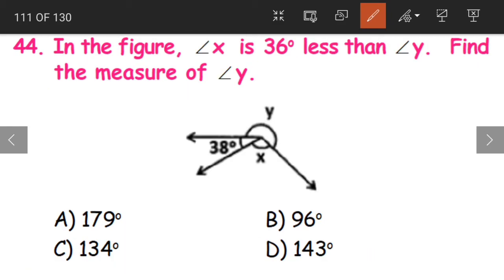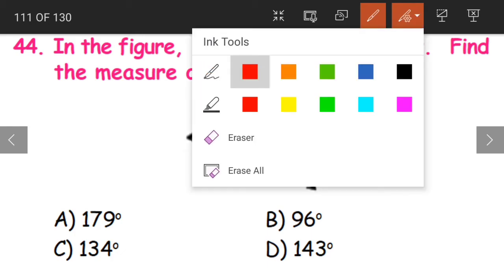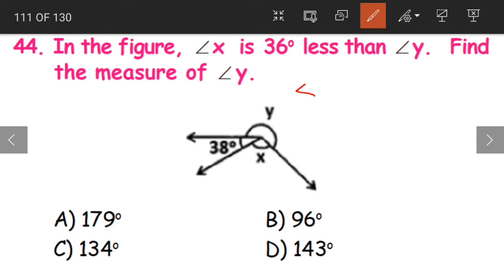Now question 44. In the figure, angle X is 36 degrees less than angle Y. Now find the measure of Y. So what are they saying? Again, when we combine all these angles together, it will be equal to 360 degrees. Angle X plus angle Y plus we are having 38 degrees is equal to 360 degrees.